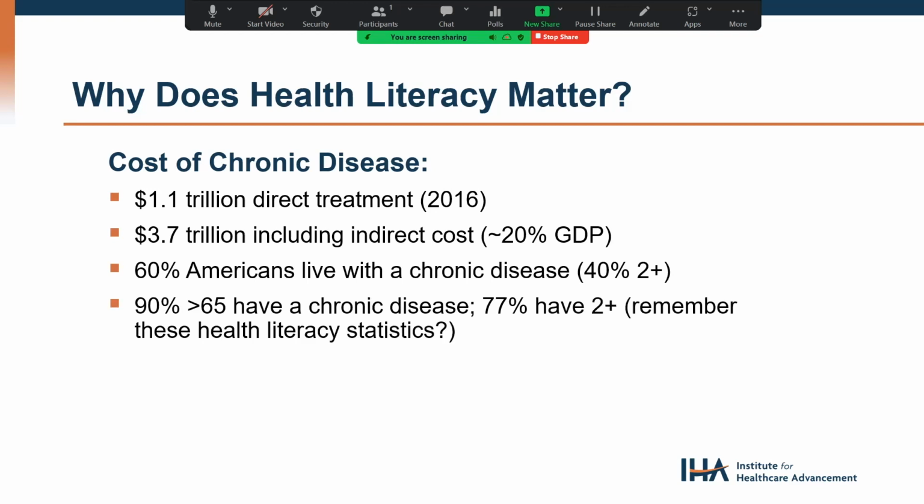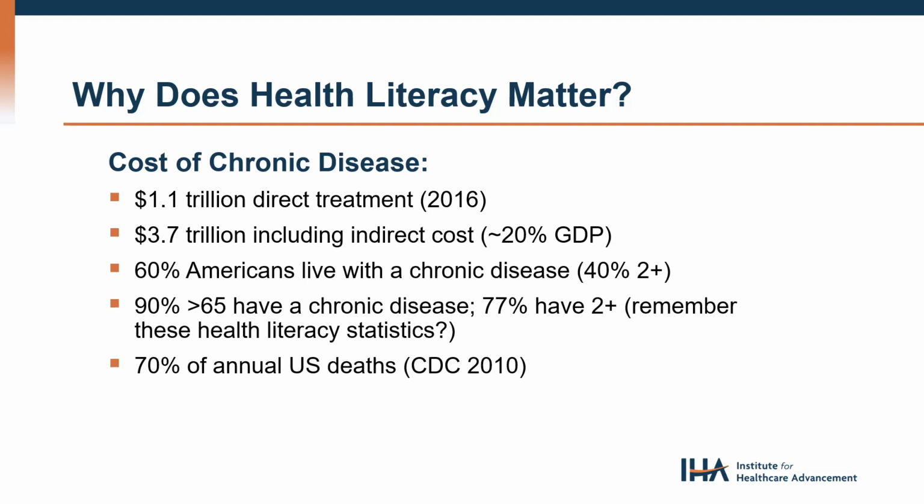90% of those 65 years of age and older have a chronic disease, and 77% of those have 2 or more. So remember our statistics about those who are 65 years of age and older. And 70% of annual US deaths are attributable to chronic disease. So we can start to tie some of these bits together.